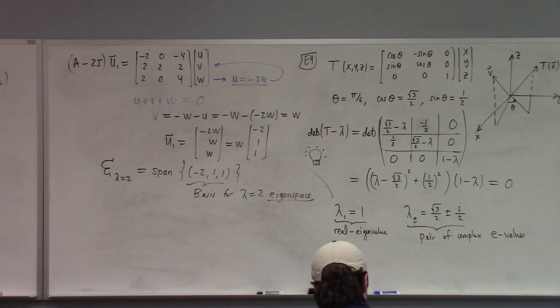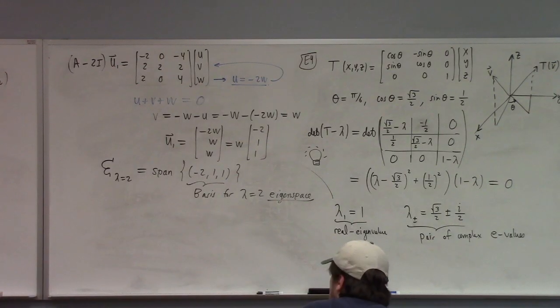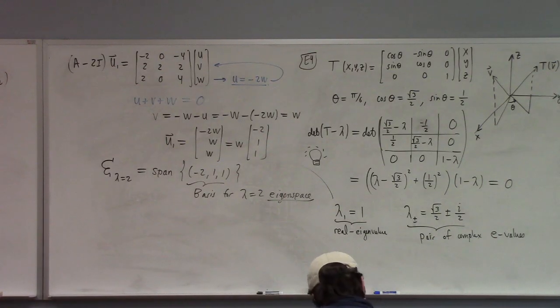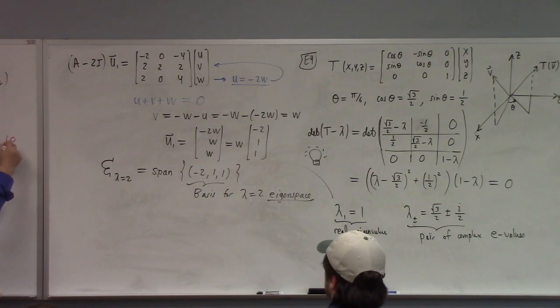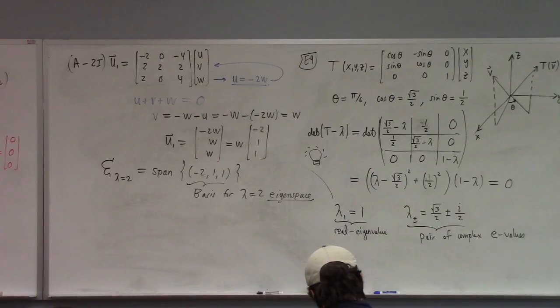So if we look at A minus 4I times u2, let's say, equals 0, that is minus 4, 0, minus 4, 2, 0, 2. Ooh, look at this. 2, 0, 2 times u, v, w equals 0. Now this right here does not require row reduction. It requires common sense. What's the solution?